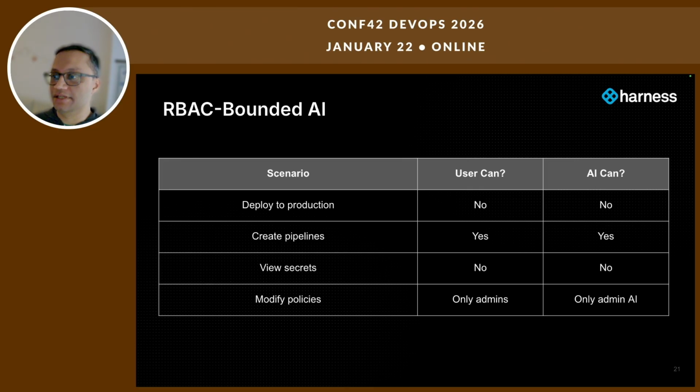An example is given here. If a user cannot deploy to production, then the AI should not be able to deploy to production. Another example is modifying policies. Only admins in organizations are supposed to modify policies, and as far as AI is concerned, the admin's AI can modify policies, not a user's. So essentially, AI becomes an extension of the user, and thus the RBAC is also tied in that way.